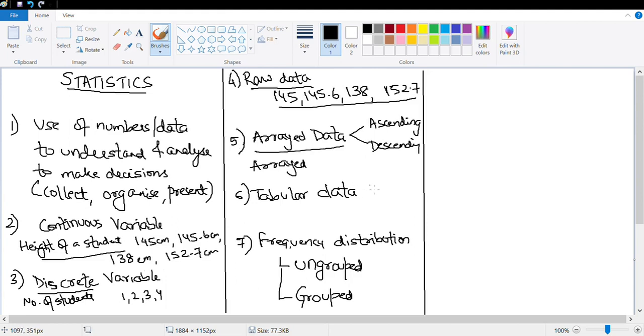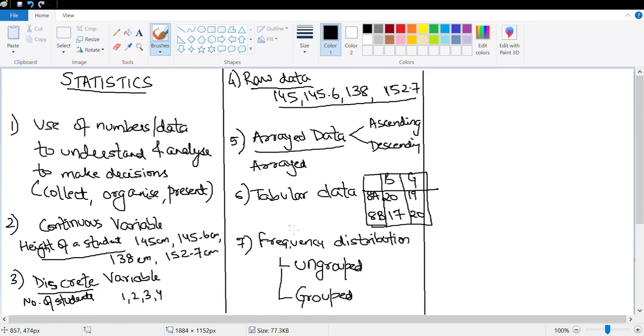Tabular data. Let's say in a school you have boys and girls. In class 8A you have 20 boys and 19 girls. In 8B you have 17 boys and 20 girls. So this data is presented in the form of a table. So basically this is tabular data, data which has been put in the form of a table.